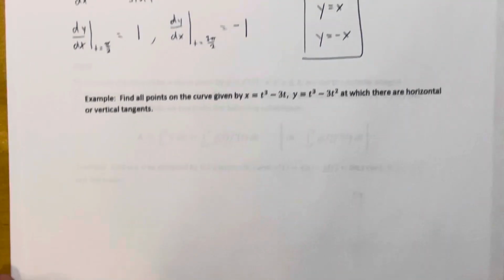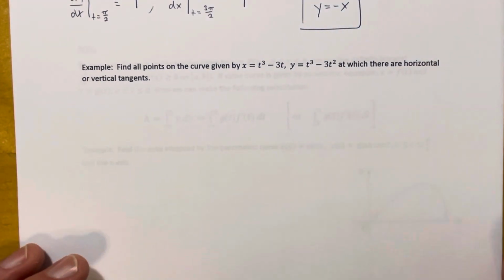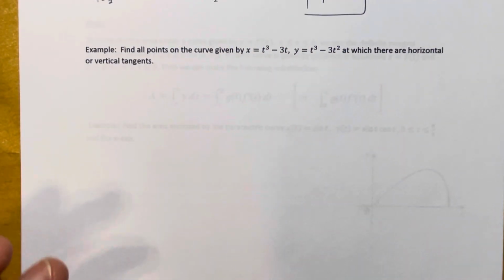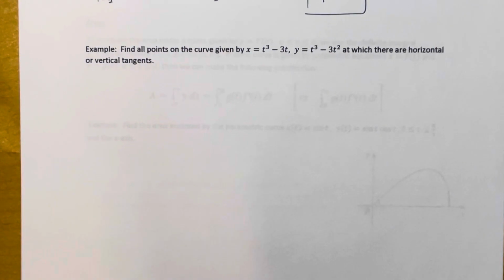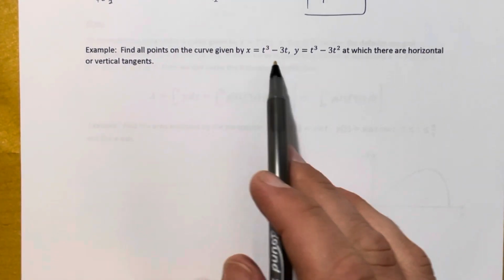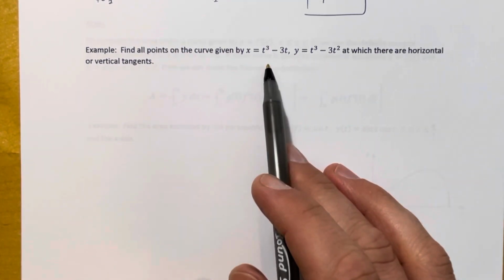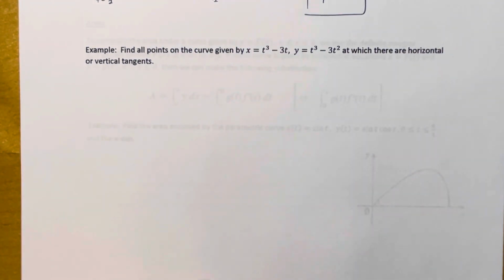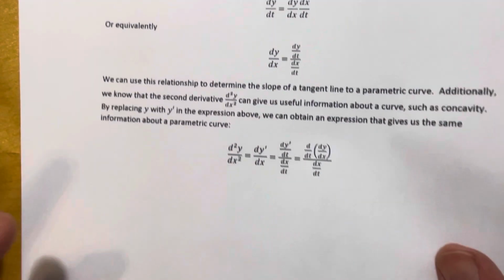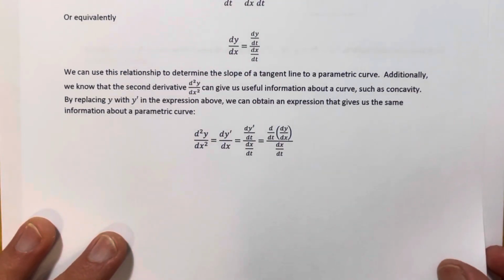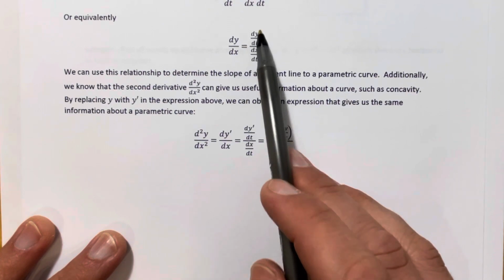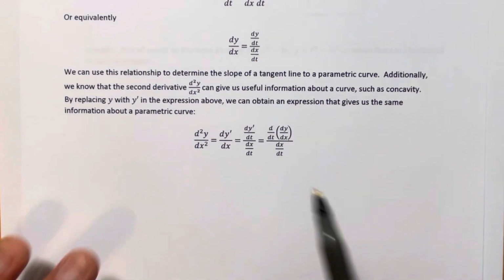Let's look at another example where we're still working with some of the stuff that we already derived. In this case, I want to find all points on this curve that are given by these parametric equations here, at which there are horizontal or vertical tangents. So coming back here, remember, this is the formula that I want to use. dy/dx is equal to dy/dt over dx/dt.